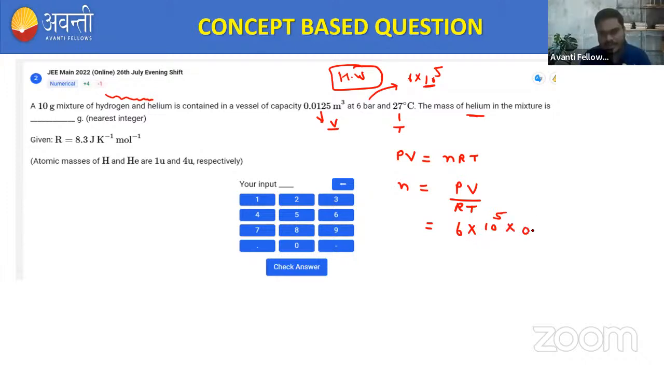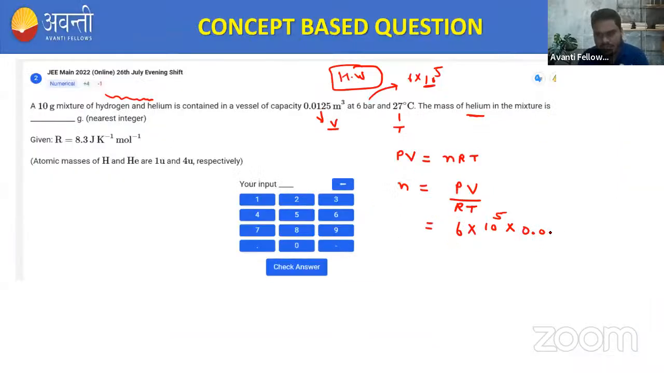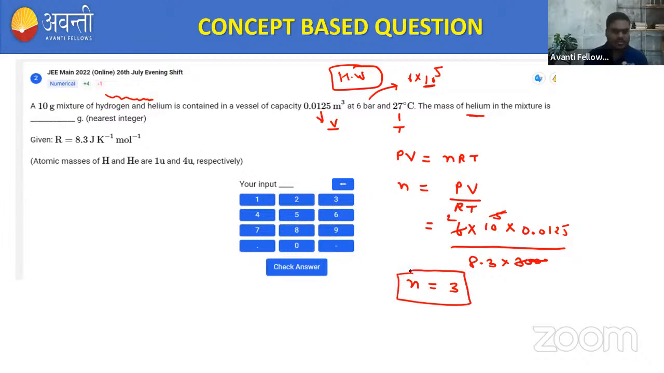And what is the volume given, beta? That is 0.0125, right? And what is R? So R we have like 8.3, and T we have 300 Kelvin. So from this you calculate very easily the number of moles, right? This will cancel out each other, right? This will cancel out 10 raised to the power 3, and 3 to the 6. So you can easily solve this, right? So on solving, you'll get the number of mole comes out to be 3. So let the number of mole of the mixture come out to be 3.